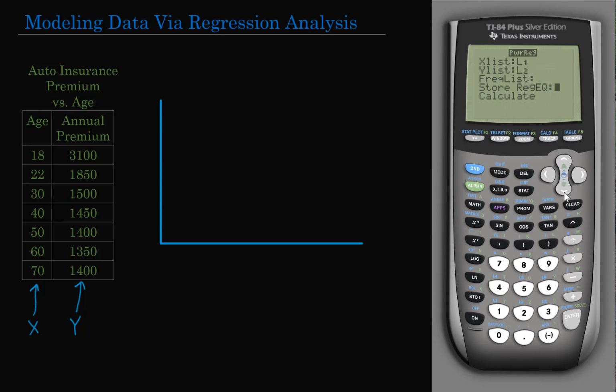Here, I don't want to put this equation in y1 because I already have something in y1, so I'm going to do y variables, use the right arrow to move over to y variables. I want a function, and this time I'm going to choose y2 and press enter. So it's going to compute a second type of regression equation. It's going to store this in y2. I'll press enter for calculate.